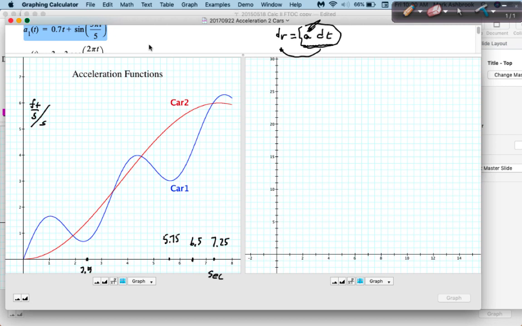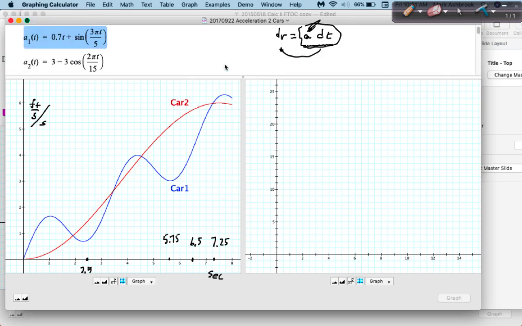Again, that's going to be very algebraically unfriendly. We've got this awesome tool, the graphing calculator. It does amazing things for you, so you don't have to do that crazy, ugly algebra. So we set up A1 and A2. Can you write the velocity functions for both of these? Just write the velocity functions for both these cars.